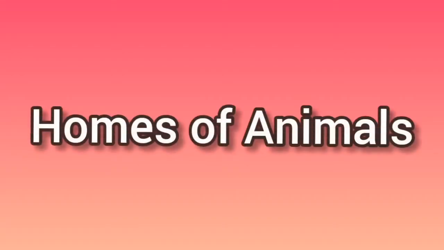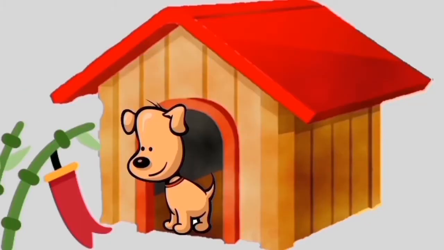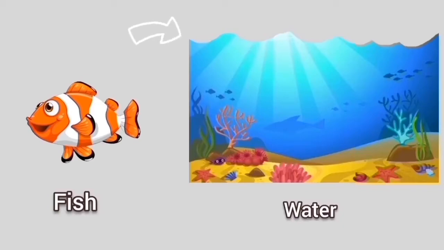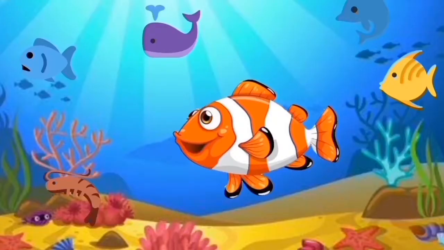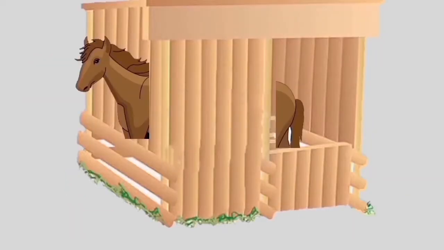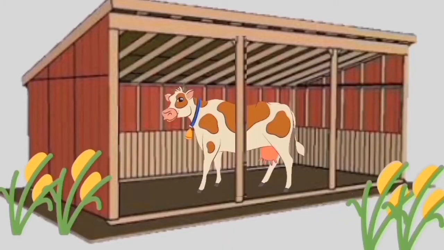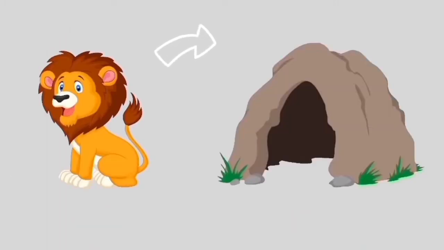Yesterday we revised homes of animals. Let us look at it again. Dog lives in kennel. Fish lives in water. Horse lives in stable. Cow lives in shed. Lion lives in den.